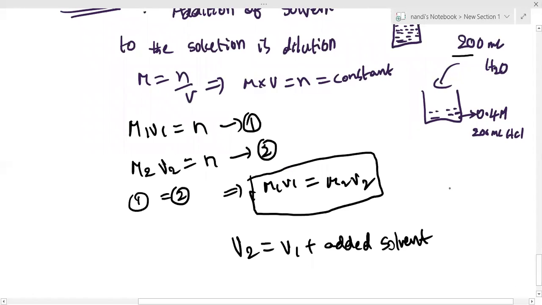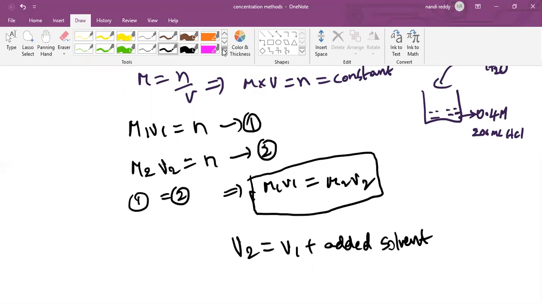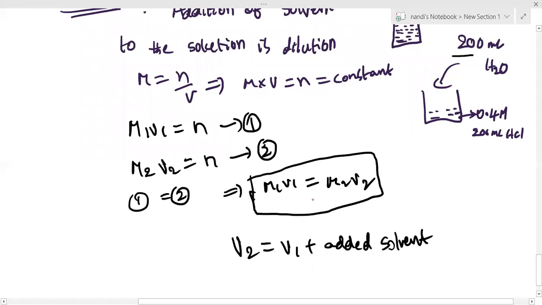So now shall we apply the same example here? So before dilution, M1 V1, what we consider here? M1 V1 is before dilution. So M2 V2 after dilution. So now you can apply the same principle and get the final answer for this process, right?